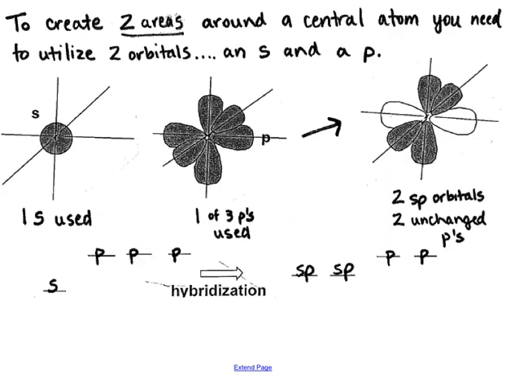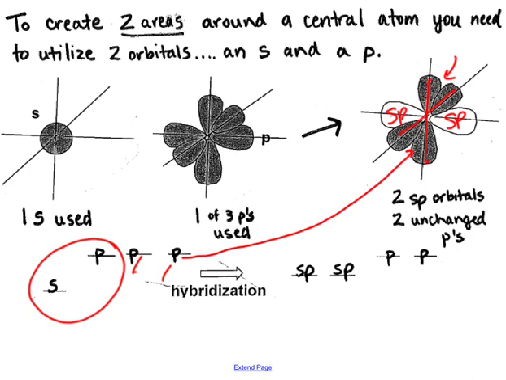All right, 2 areas. Super simple. We need 2 areas of electron density, so we're going to utilize 2 original orbitals, making sp hybridized orbitals, 2 of them 180 degrees apart. But what do we have here? This guy and this guy. What are those? These are my 2 unhybridized p's that are hanging out, ready to wreak havoc, ready to wreck shop.